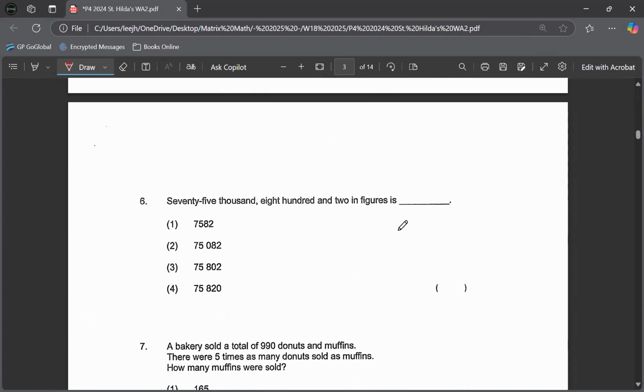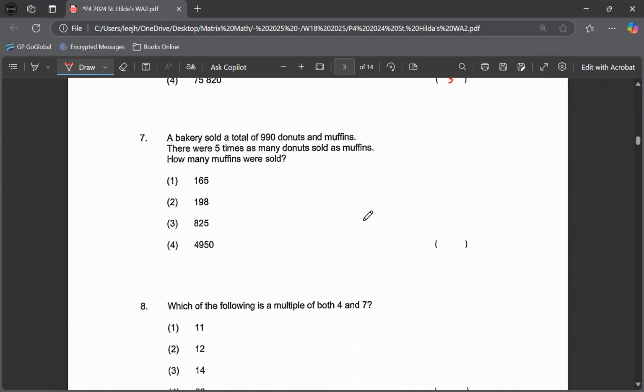76,802 in figures. So when you see the word in figures, it actually means in numbers. Okay, so 75,000, you need to write down 75,000. Okay, 800 is like this, and 2 is just a 2. So I'm going to add all these three numbers together to find what is your answer. So 75,000 plus 800 plus 2. So your answer is 75802. Option number 3. Okay.